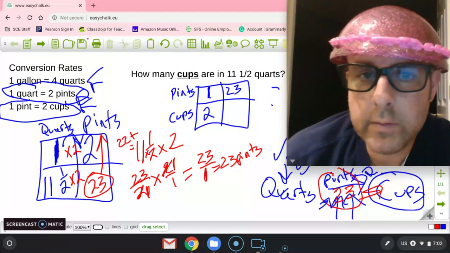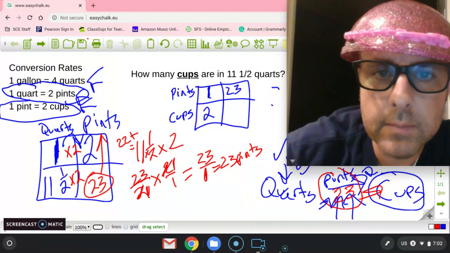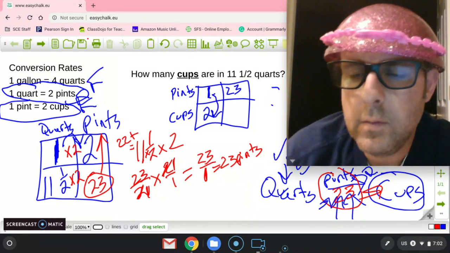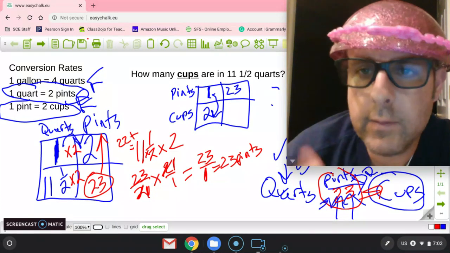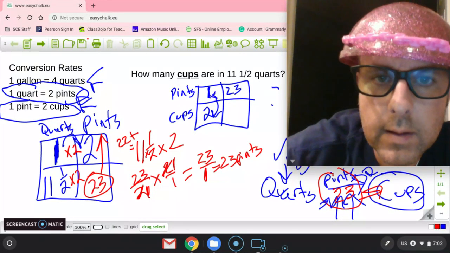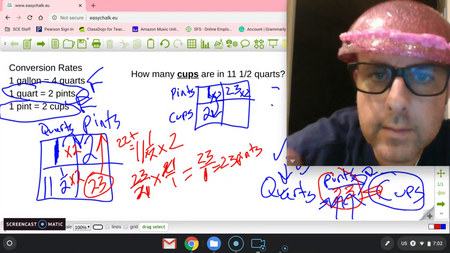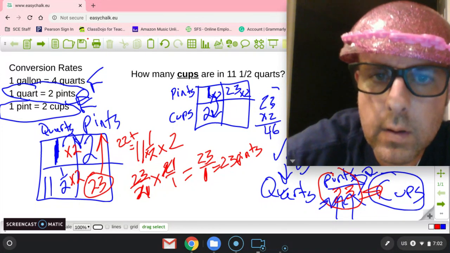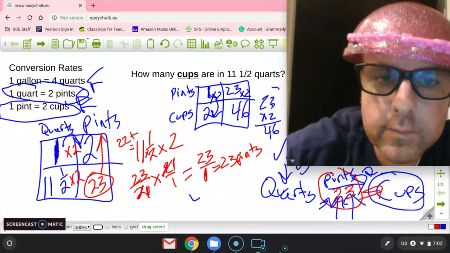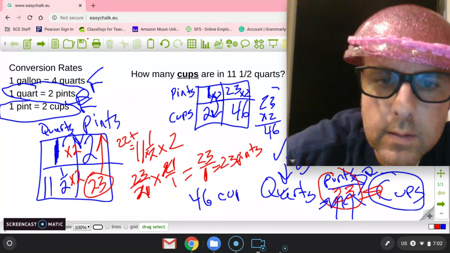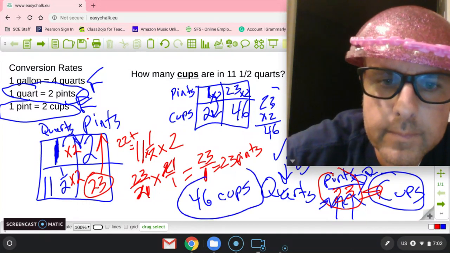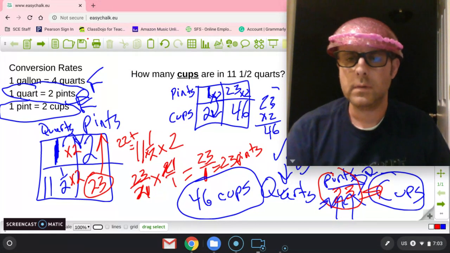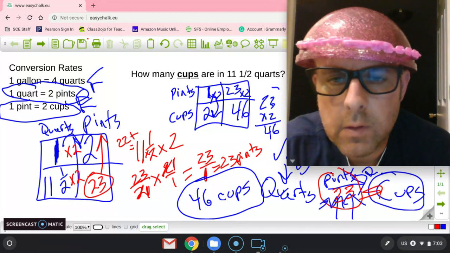You can go sideways or top to bottom. I'm just going to go top to bottom because all I have to do is go from 1 to 2 by multiplying or dividing. How do I get from 1 to 2? Times 2. So what's 23 times 2? Well, 23 times 2. 2 times 3 is 6. 2 times 2 is 4. Our answer is 46 cups. And that's it. So you'll have to find your roadmap.